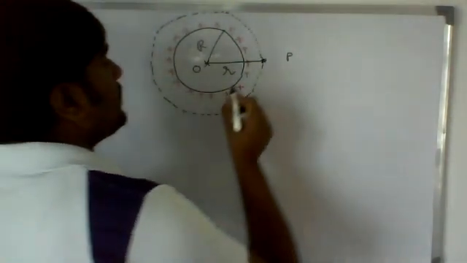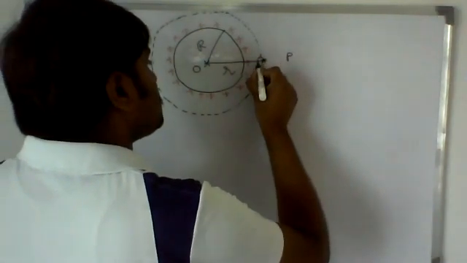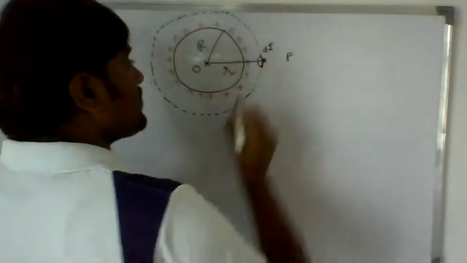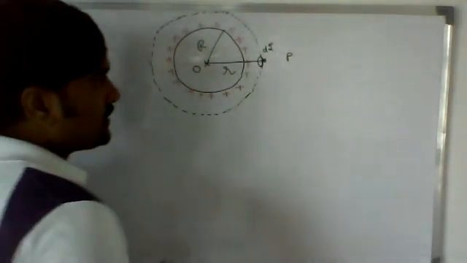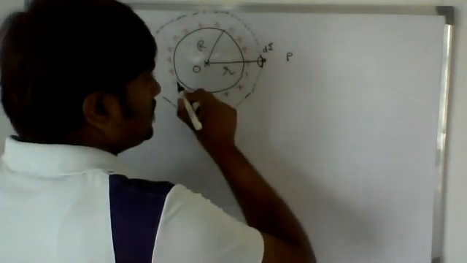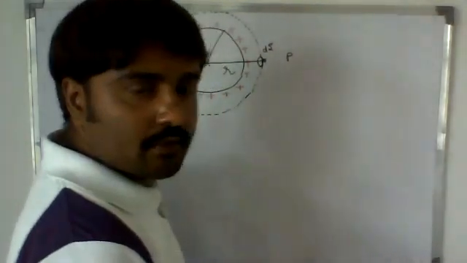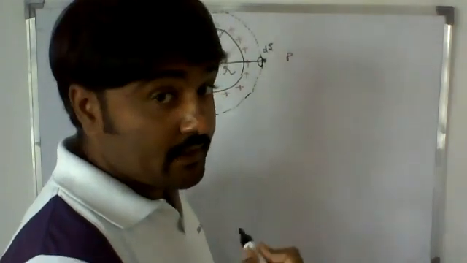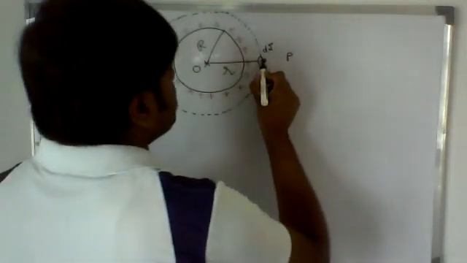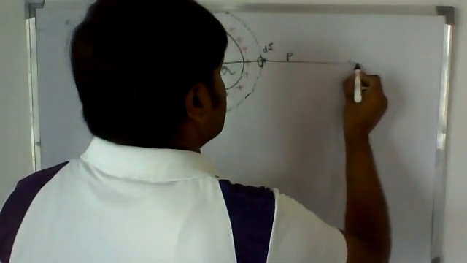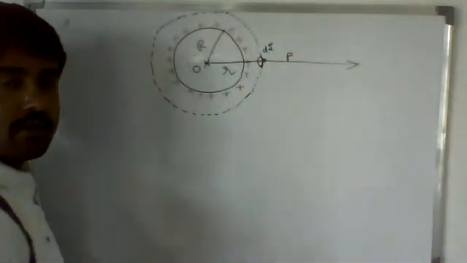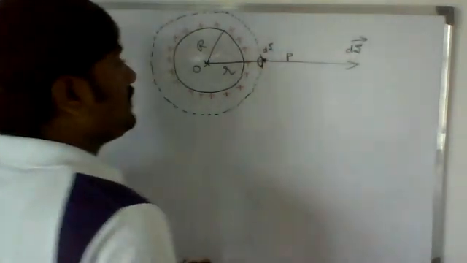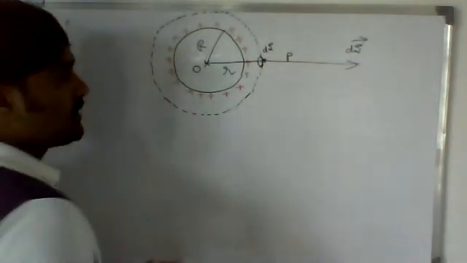After that, we choose a small surface ds on the Gaussian surface. What is the direction of the ds vector? The normal is always directed outwards. Normal means the imaginary perpendicular to the given surface, directed outwards. So here the ds vector is directed radially outwards. This is the direction of the normal, the direction of the ds vector.